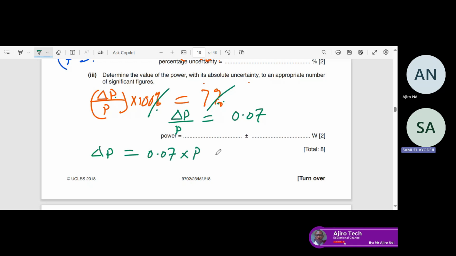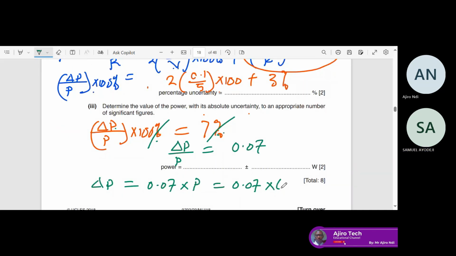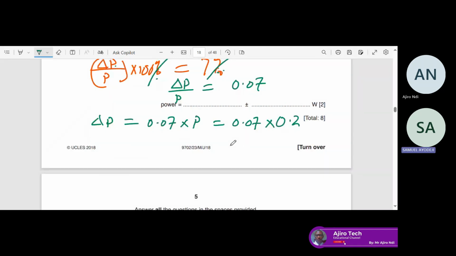times P. What do you get as the power in the first place? 0.07 times the power, which is 0.2. So what does it give? 0.014. And it must be taken to one significant figure, so it has to be 0.01. Is that okay? It must be taken to one significant figure. If you write the answer now, the answer will be like this.